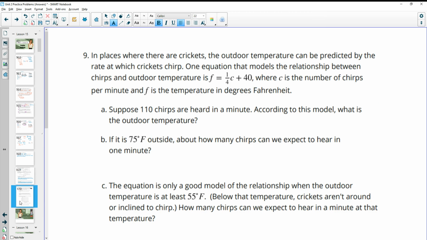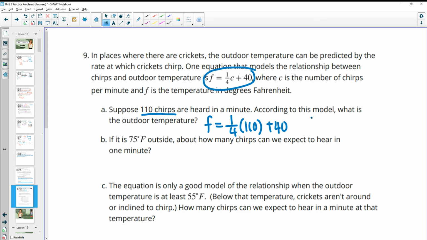Number 9, in places where there are crickets, the outdoor temperature can be predicted by the rate at which the crickets chirp. One equation that models the relationship between chirps and outdoor temperatures is this one, where C is the number of chirps per minute and F is the temperature in degrees Fahrenheit. So suppose 110 chirps are heard per minute. According to this model, what would be the temperature?